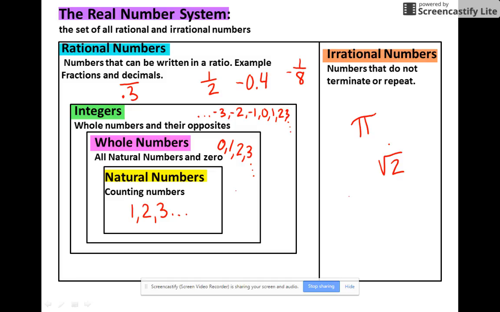And then the actual definition of the real number system is the set of all rational and irrational numbers. One thing that we should make sure that we realize, notice how rational numbers includes everything on the left side. We've got our natural numbers, which is inside of our whole numbers, which is inside of our integers and inside of our rational numbers. And then irrational numbers is on the opposite side. There is no way that a number can be a rational number and an irrational number at the same time.